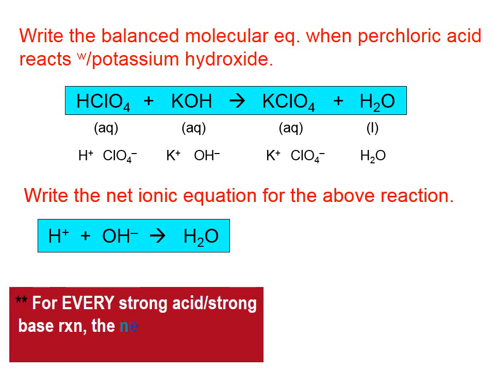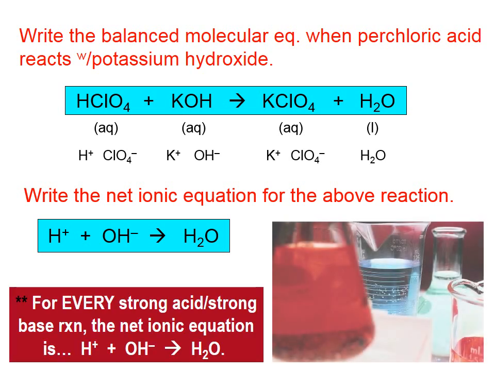This leads us to a reaction pattern. For every strong acid, strong base reaction, which is what we've had in this example and on the previous slide, strong acid, strong base, the net ionic equation is always that. So, if you have a problem and it says, write the net ionic equation for this strong acid reacting with this strong base, that thing at the bottom of the page, that's your answer.